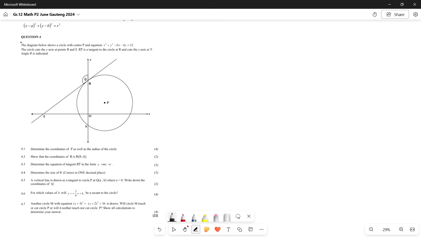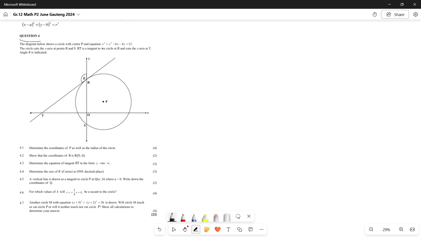So we're going to check out question 4 here, which is analytical geometry or circle analytical geometry. So it says the diagram below shows a circle with center P over here and an equation of x squared plus y squared minus 6x minus 4y equals 12. It says the circle cuts the y-axis over here at point R and S. RT over here is a tangent to the circle at R and cuts the x-axis at T. Angle theta is indicated.